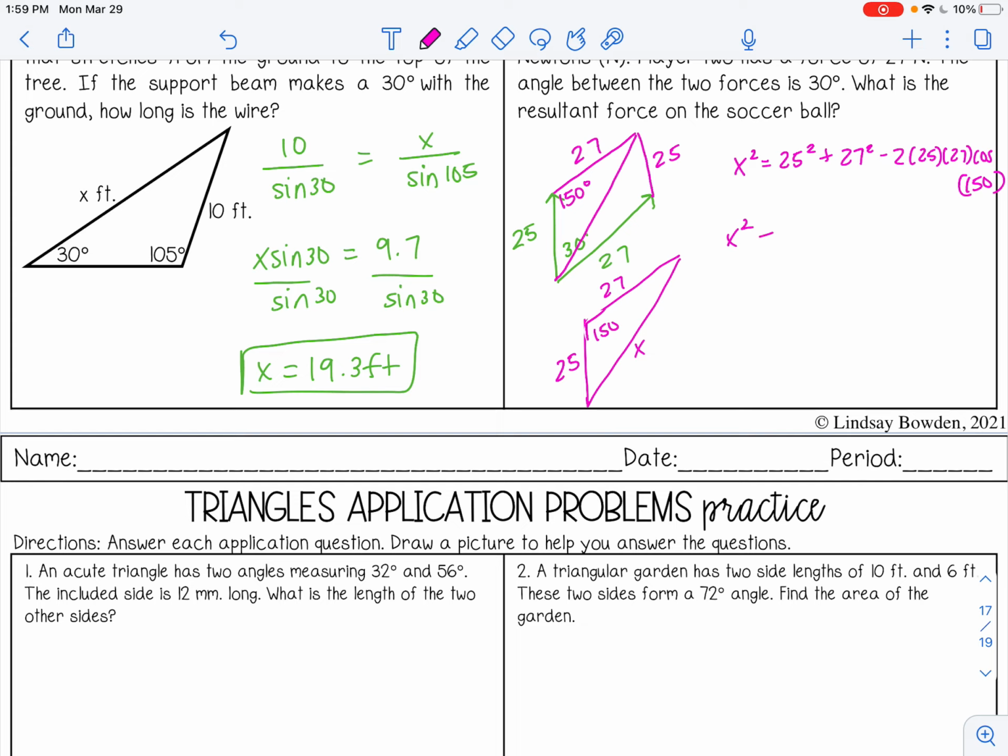And you get about 2,523.1. And then take the square root of that, that's 50.2, and this is still newtons because this is a force. All right, you can stop the video now and complete your practice.